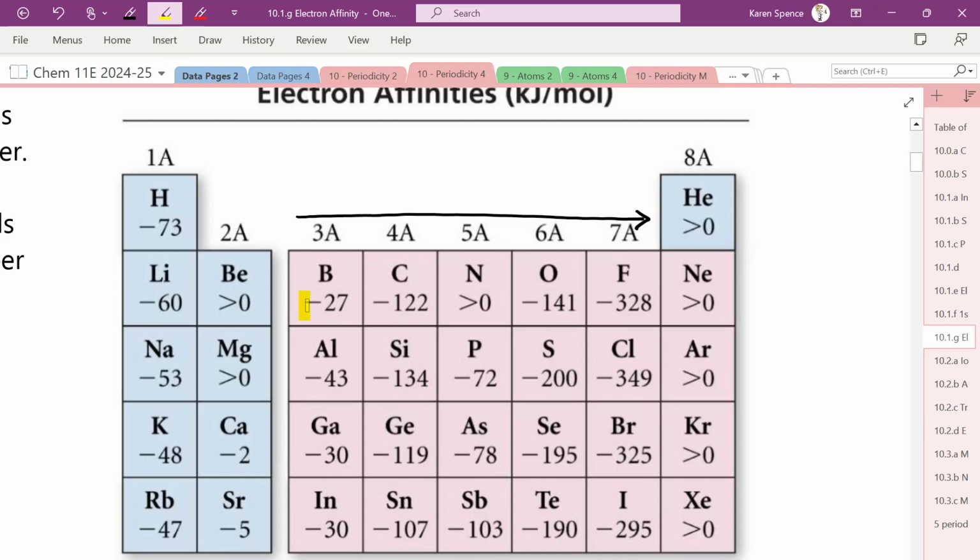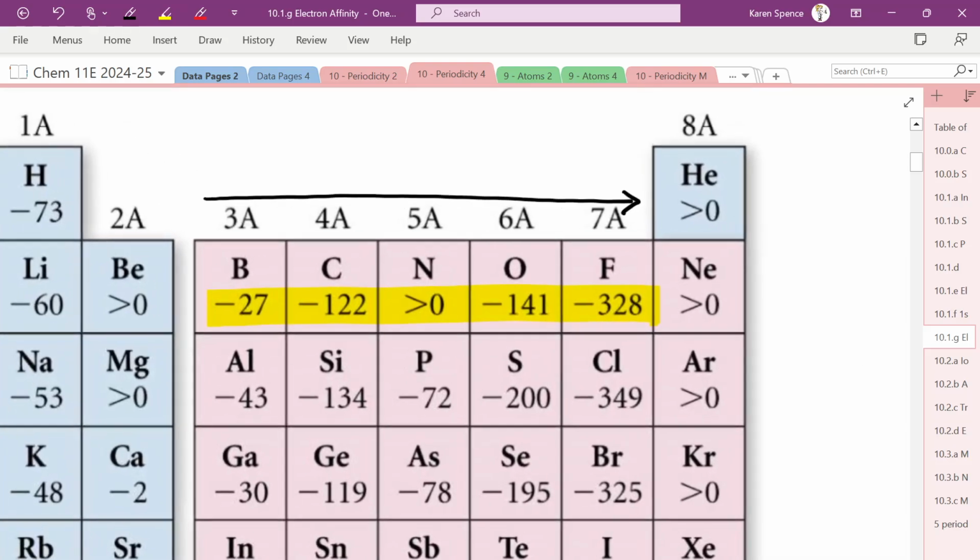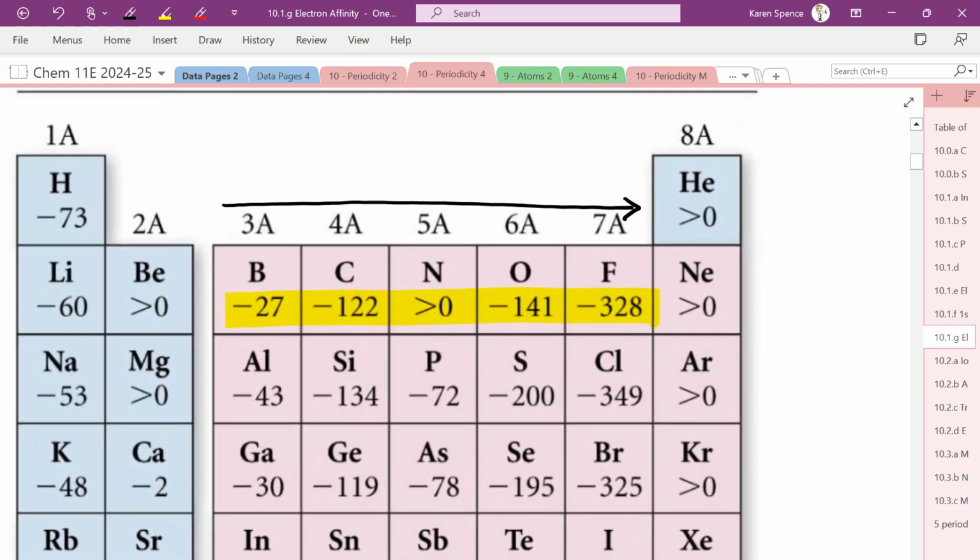Let's just look at these ones here. There's a greater than 0 in there, yeah? We go negative 27, it gets bigger, negative 122. Oxygen is negative 141, fluorine is negative 328. Okay, those are all getting bigger, but nitrogen in the middle is unfavorable. We're shoving it in. Let's look at why we have to shove it in.